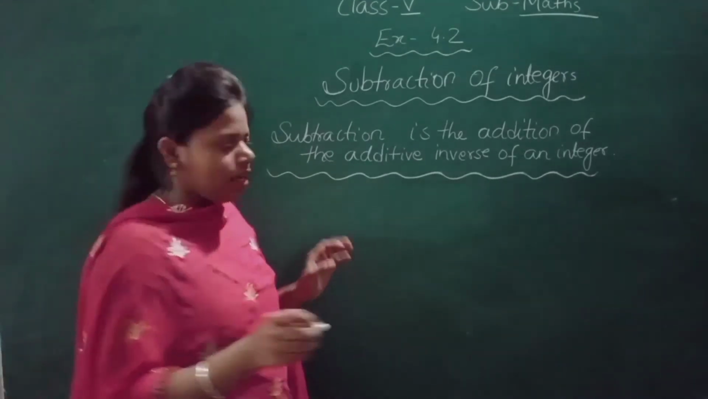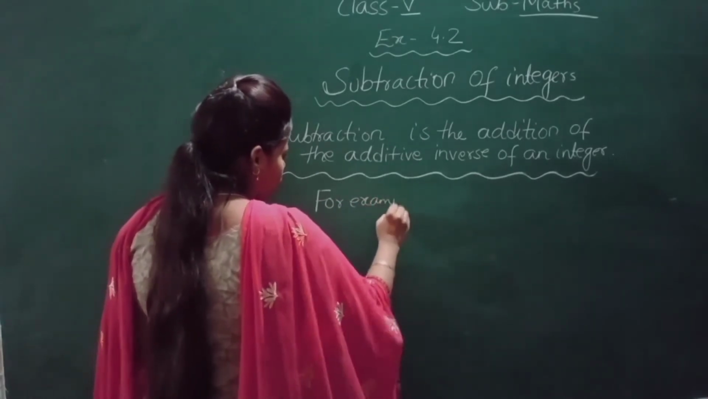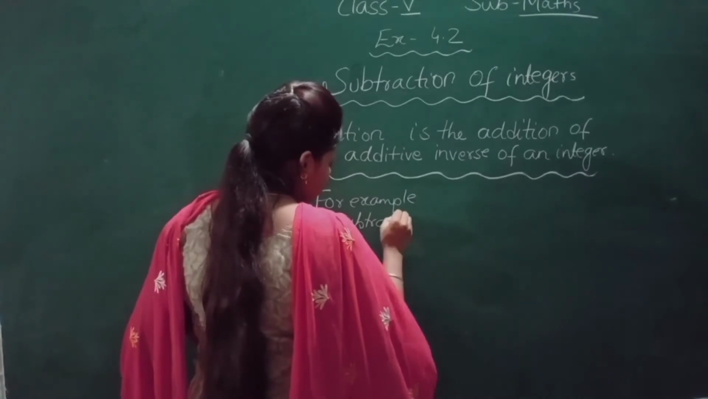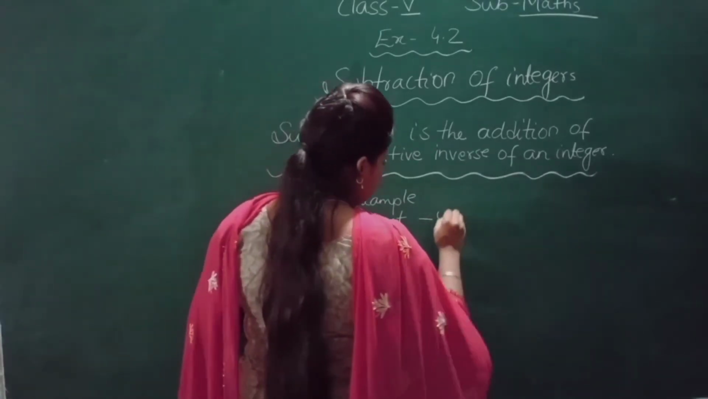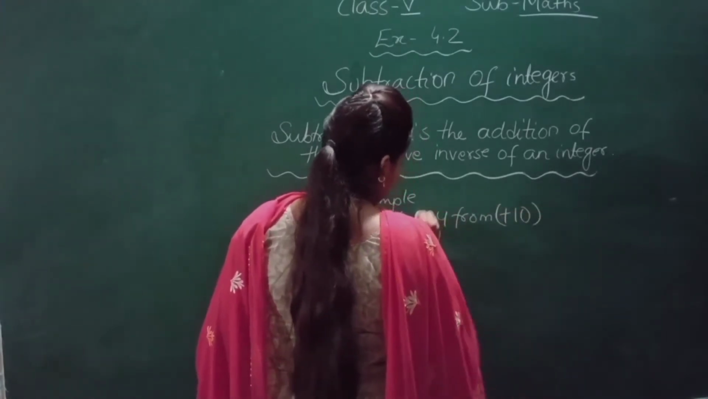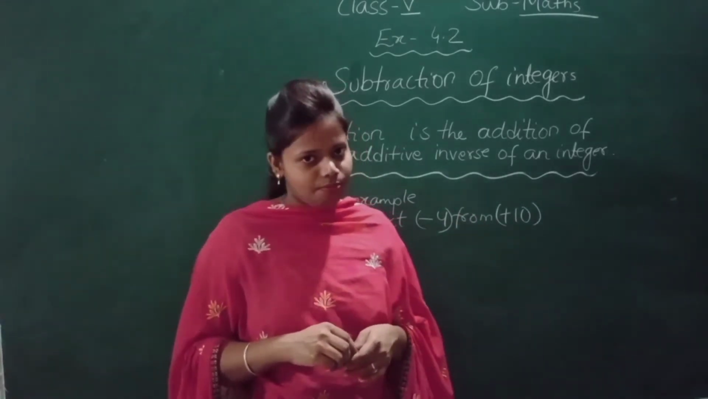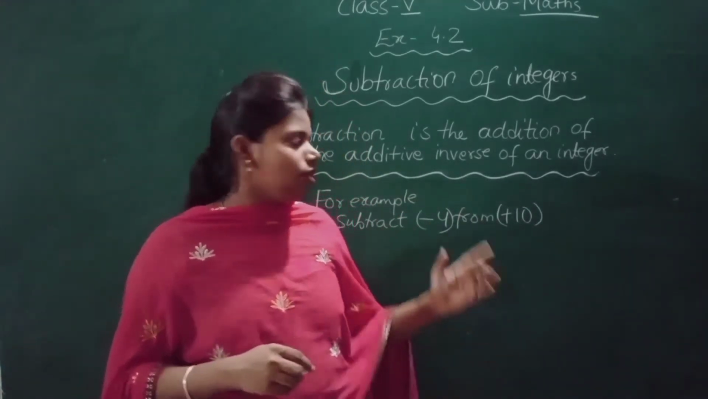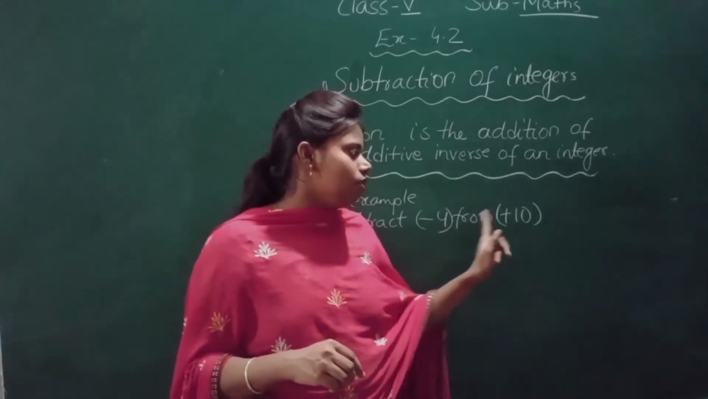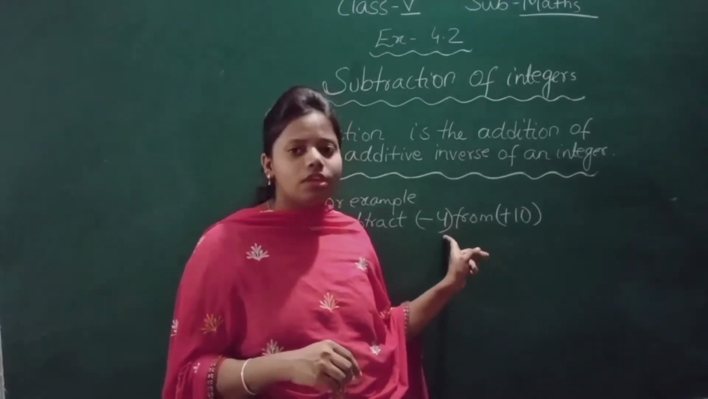Now see here. For example, subtract minus 4 from plus 10. We have to subtract minus 4 from plus 10. So already you know, I have taught you in class 4, that whenever "from" is given, we will write the number which is at the back first. Then we will write this number. Now how is it so? See here. First we will write plus 10, not this. From means we will write this first.